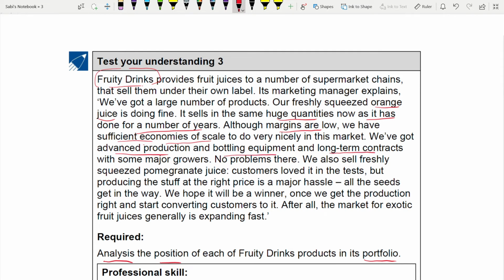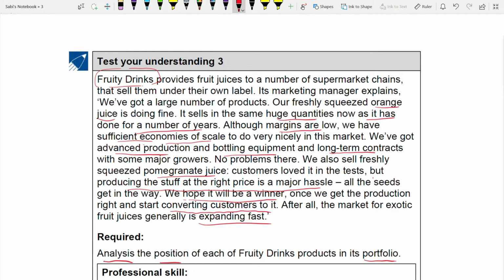Now coming to the pomegranate juice. They are producing, but producing the stuff at the right price is a major hassle. They are struggling, so we hope it will be a winner. What does it mean? Star, right? Once we get the production right and start converting customers to it. So still they didn't convert customers to the pomegranate. And it is expanding fast. What does it show? The market for the exotic fruit juice is expanding fast, which means they are talking about the growth.